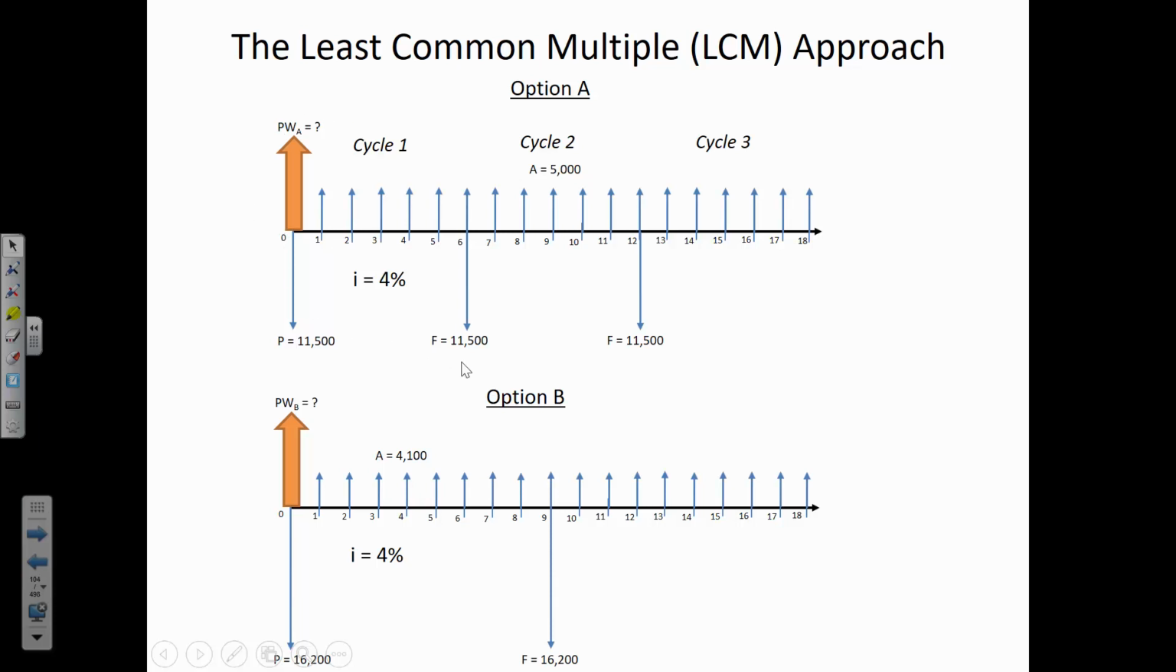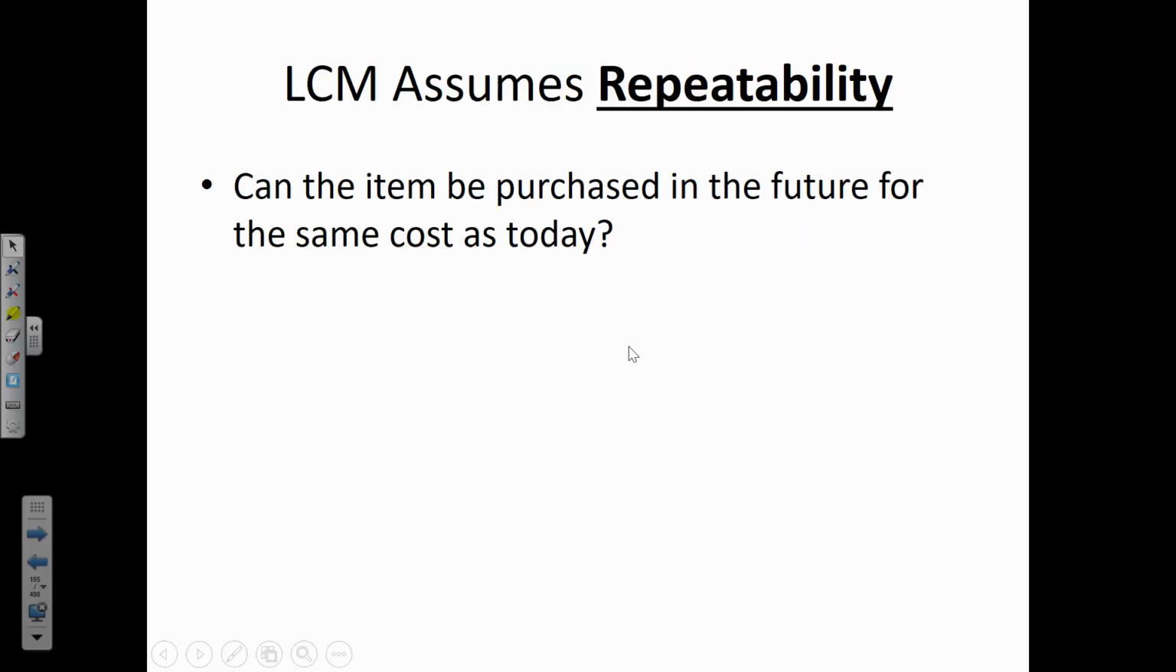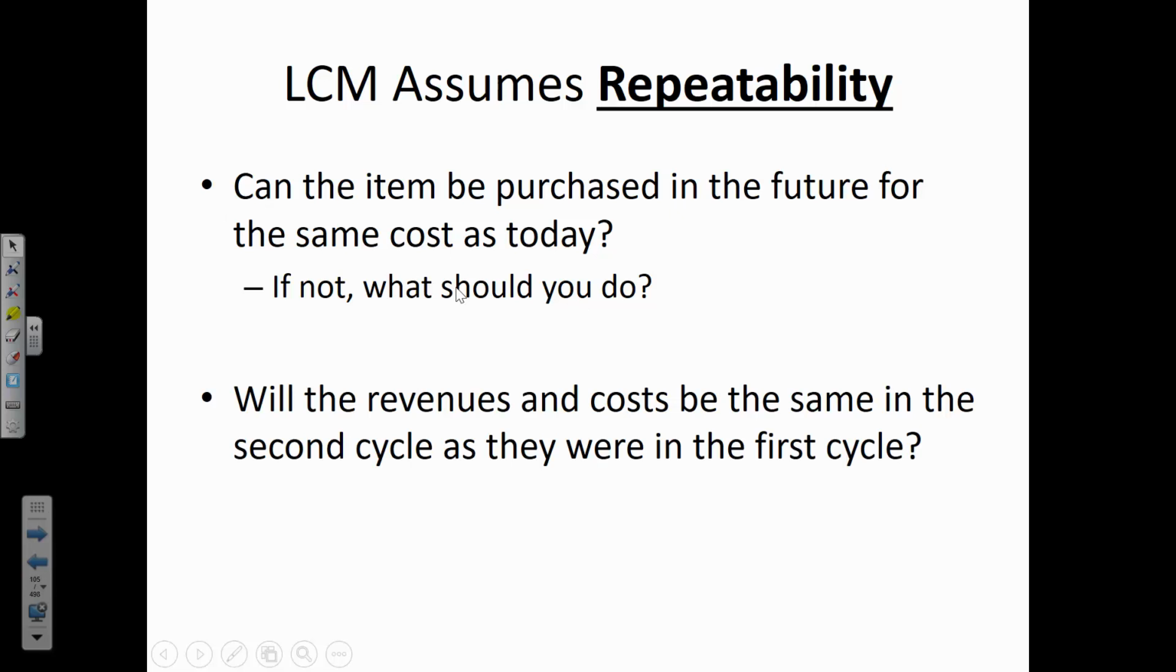So maybe you could say, I'm going to make this second cycle, it'll cost me $13,000, then here in the third cycle it'll be $15,000. So, you know, if you're actually implementing this in real life, there are ways that you can adjust that repeatability assumption. So if it's not repeatable, then you should make corrections.